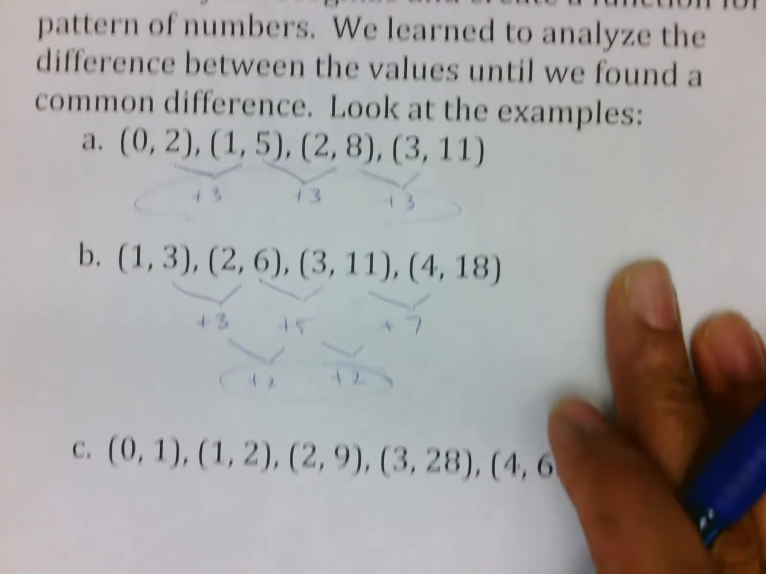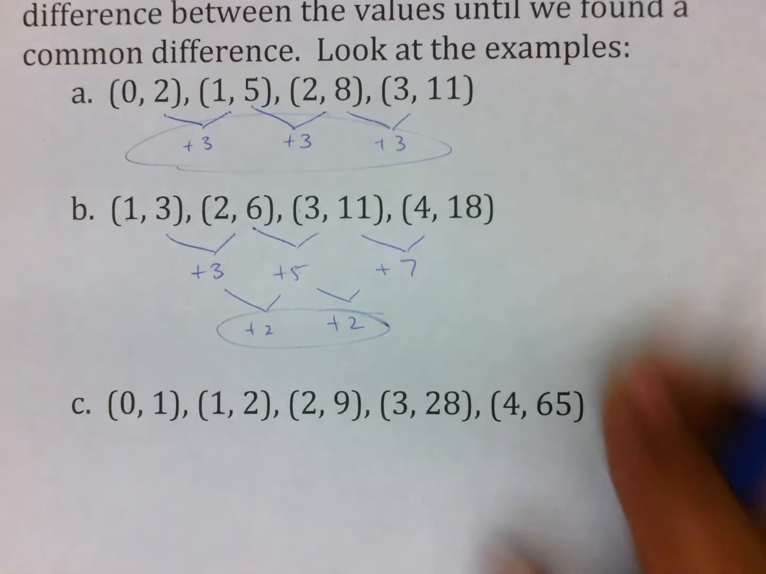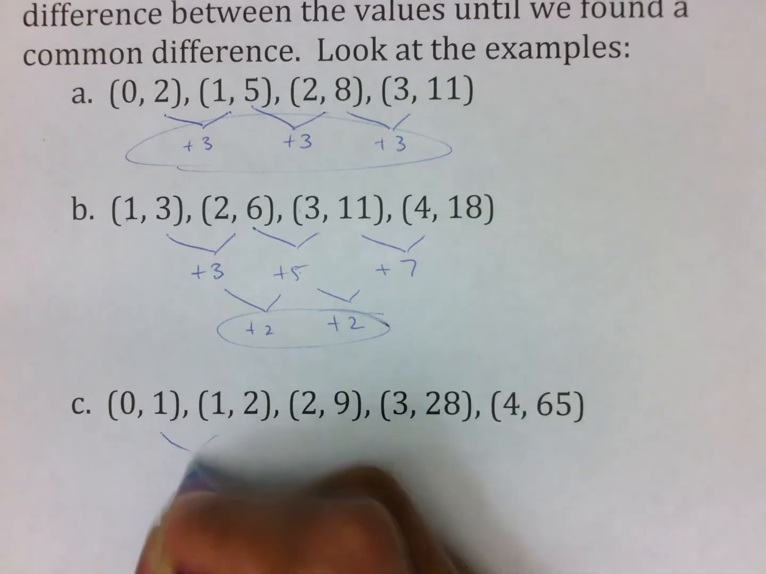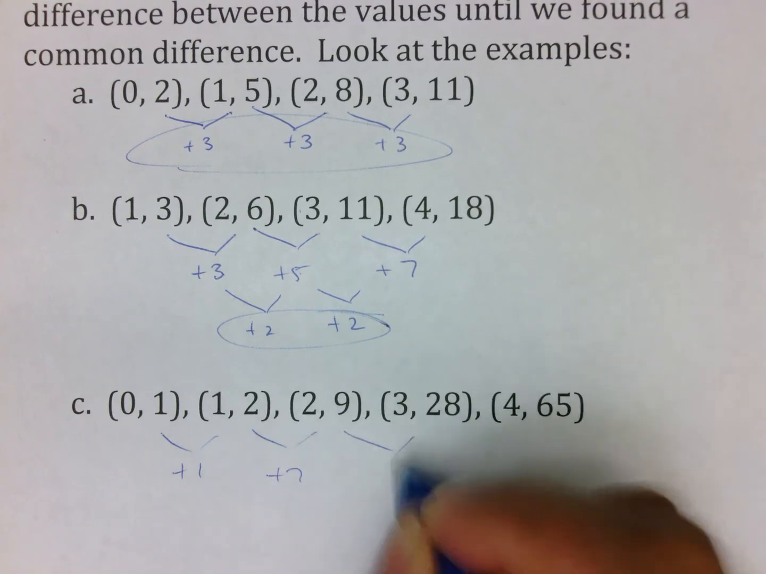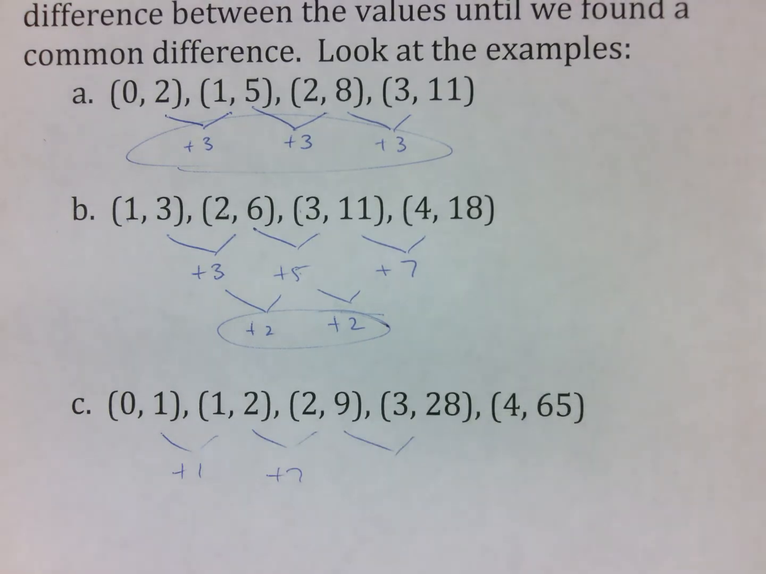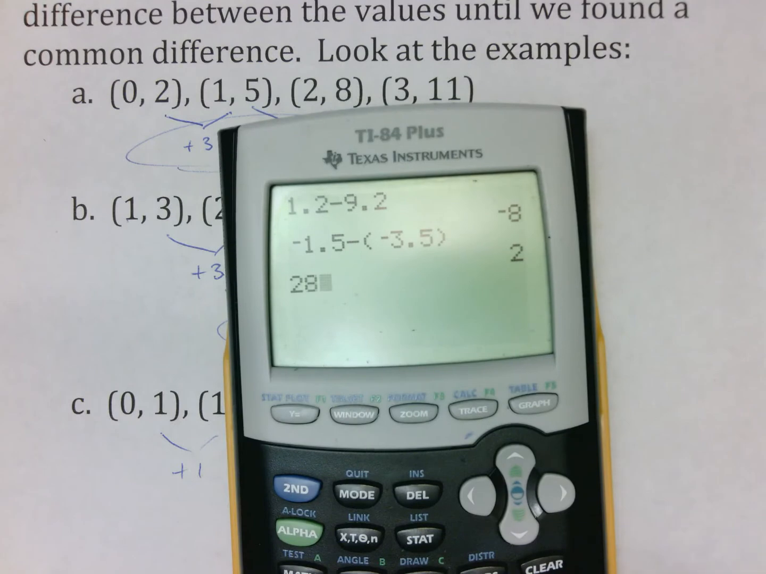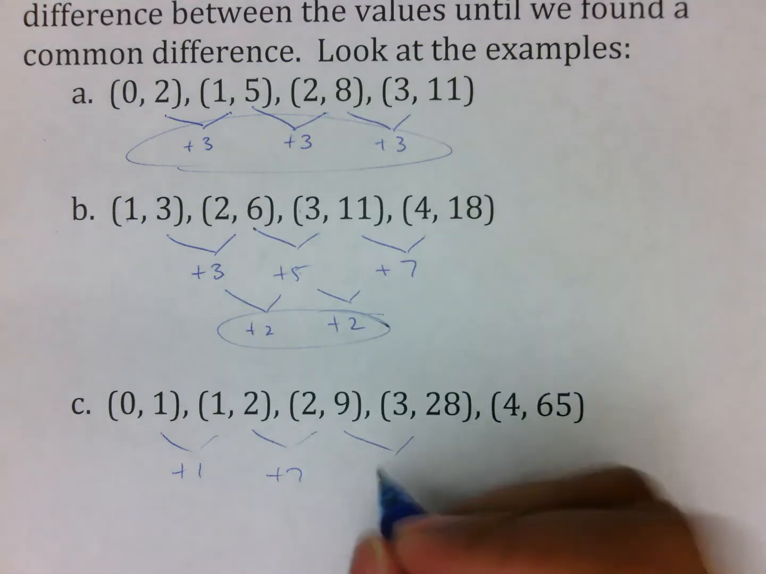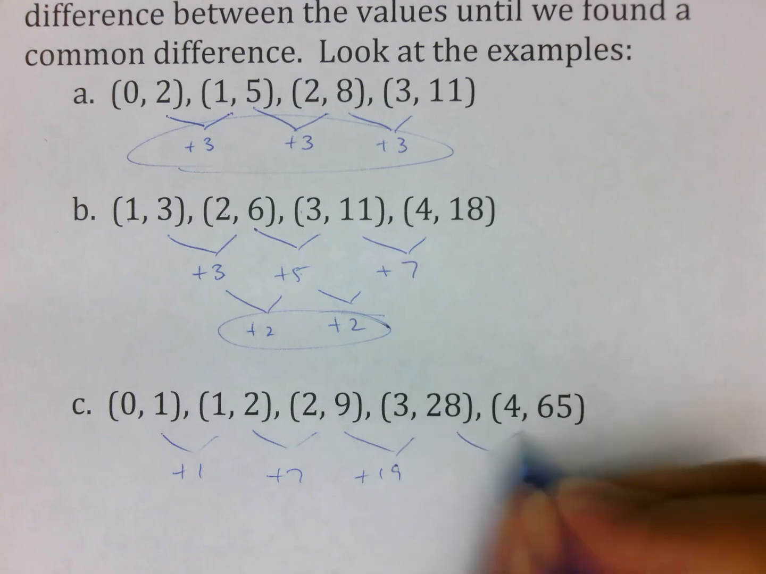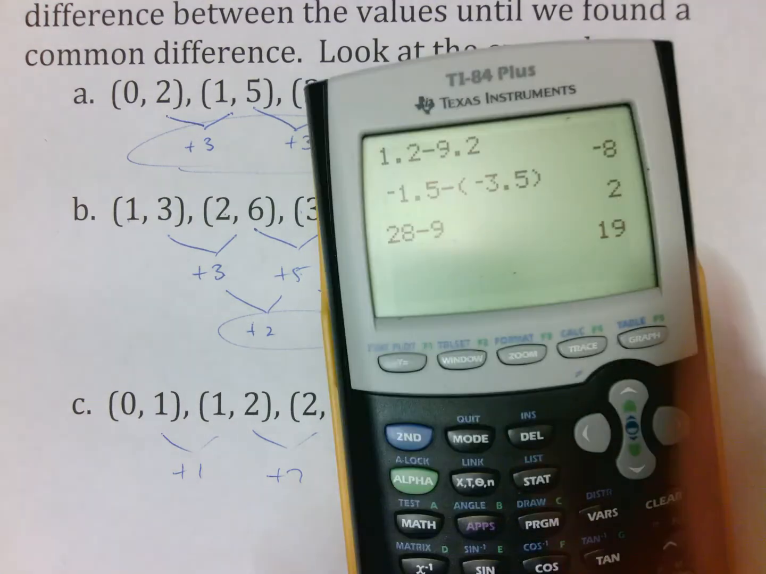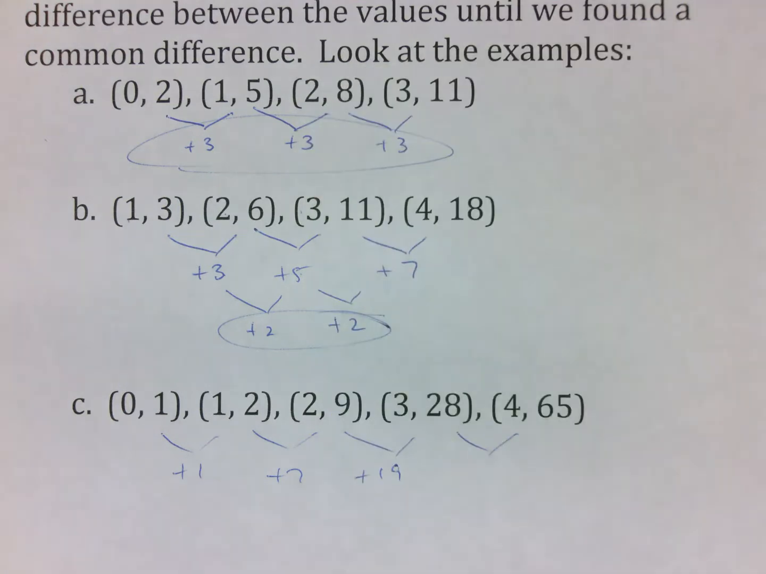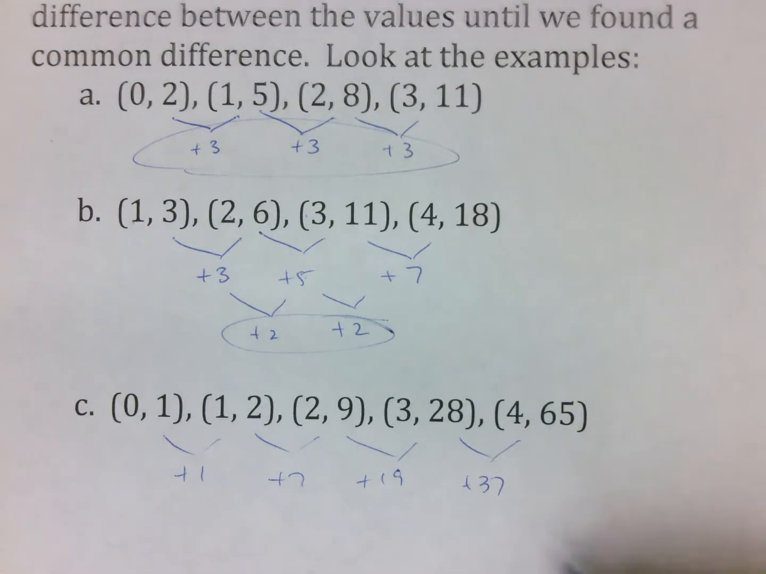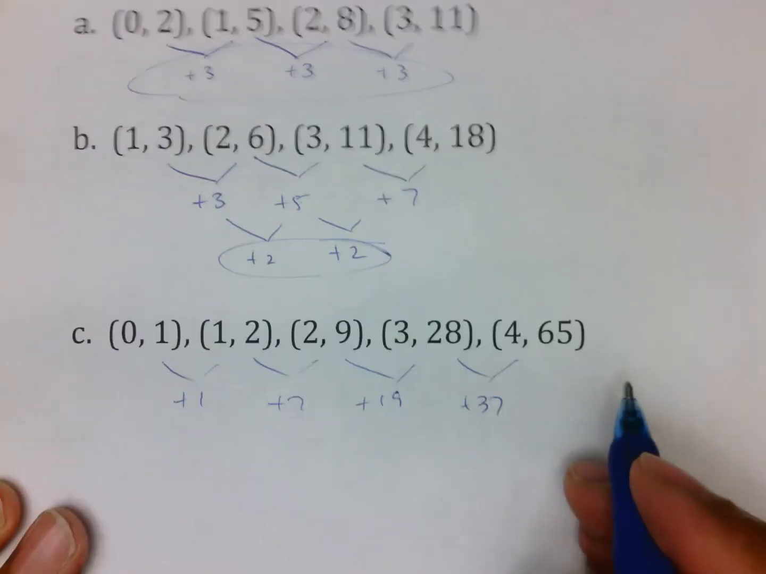And again, the third one that we saw looked kind of like this one, to where we looked from 1 to 2 and recognized it added 1. This added 7. If you don't know what it is, just take the second number minus the first, so 28 minus 9, which is 19. And then 65 minus 28, which is 37. Of course, that's not a common difference, so we have to keep going.